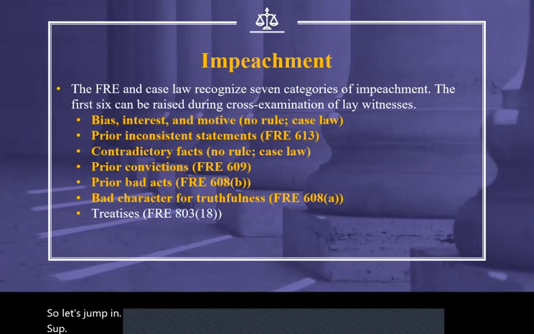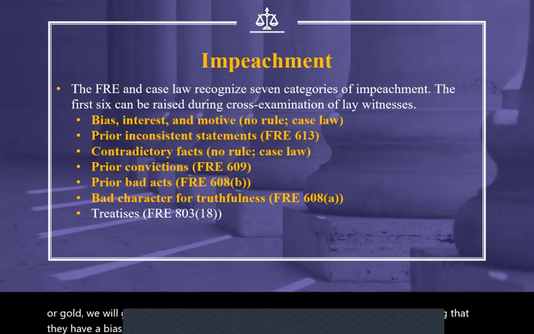So the federal rules of evidence and case law recognize 7 categories of impeachment. Now, the first 6 can be raised during cross-examination of a lay witness, and then treatises, that is a little beyond the scope of this course, so we won't get into that. But the ones that are in yellow or gold, we will get into. So you can impeach a witness, discredit a witness by showing that they have a bias, an interest, or a motive in testifying the way they're testifying.